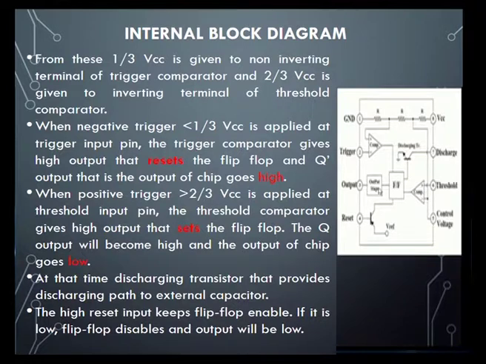So, in a reset condition, the output will be high, so the Q will be high. And the next condition: when a positive trigger greater than 2/3 VCC is given to the threshold input of the threshold comparator, this makes the output of the comparator high and makes the flip-flop set.